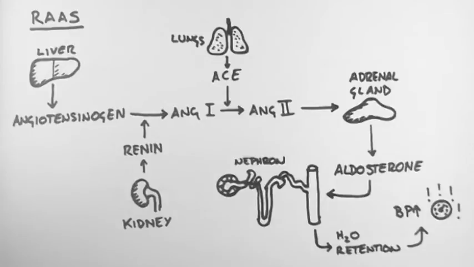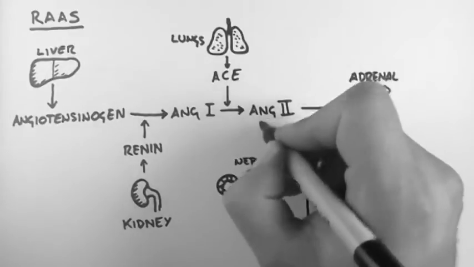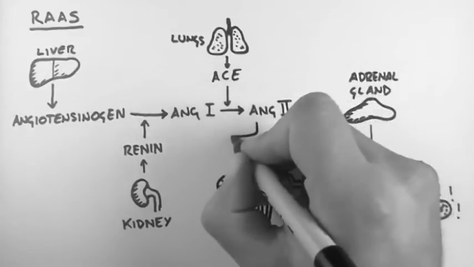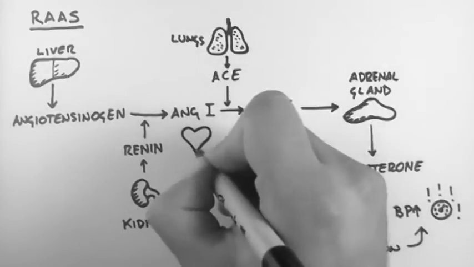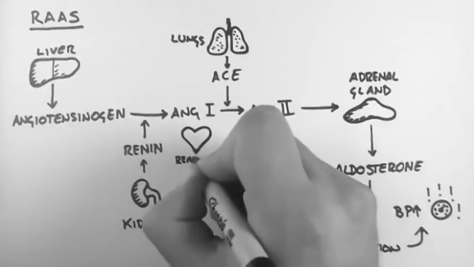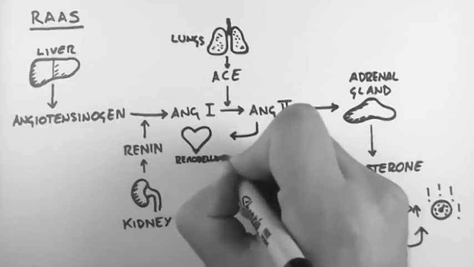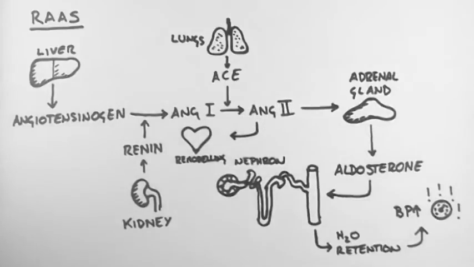Now I should also put in one other thing that's very important about angiotensin 2. Angiotensin 2 seems to be a factor in the inappropriate remodeling of the heart after a heart attack, and this can cause significant morbidity and mortality in heart attack patients. So let's have a look at some drugs which we can use to affect this pathway.